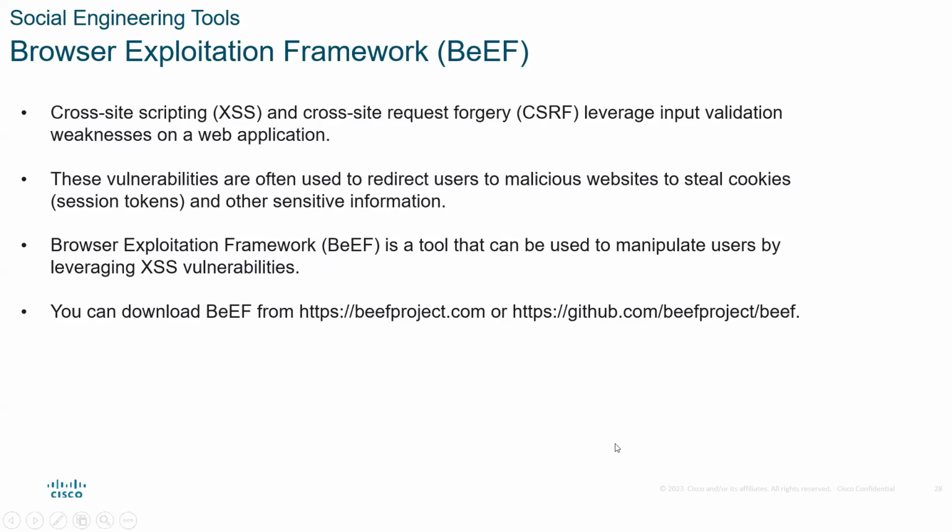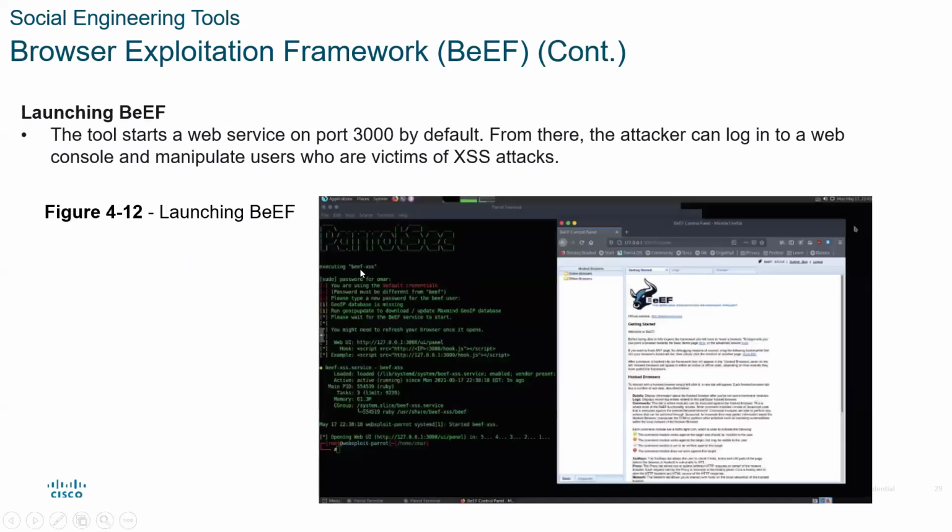So these are tools, social engineering tools. That's what we're looking at. So this is what it looks like, right? When you launch it, the tool starts a web service on port 3000 by default. From there, the attacker can log into a web console and manipulate users who are victims of this. Once any site has input validation issues, of course, it will be flagged here, so I can go ahead and perhaps get a list of sites and check which ones are available.